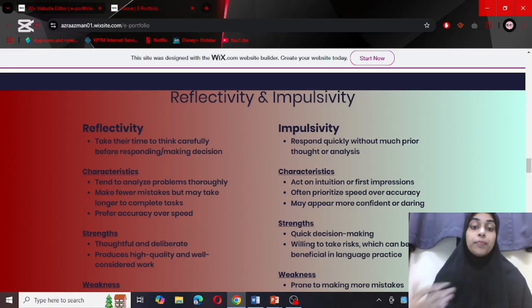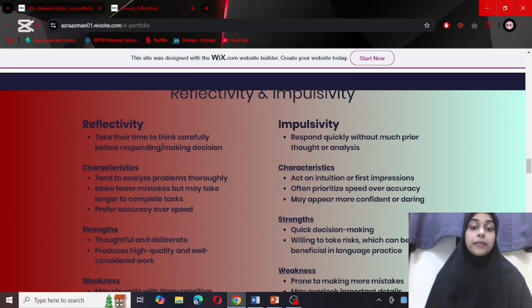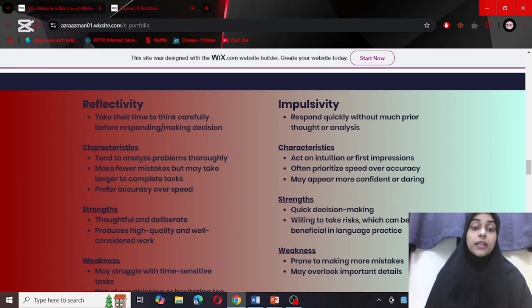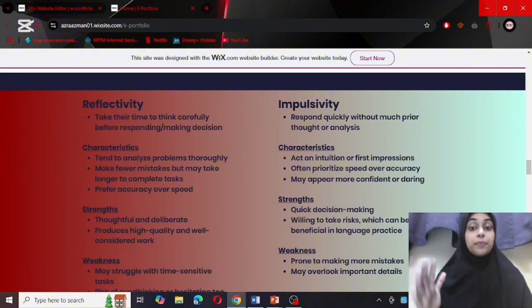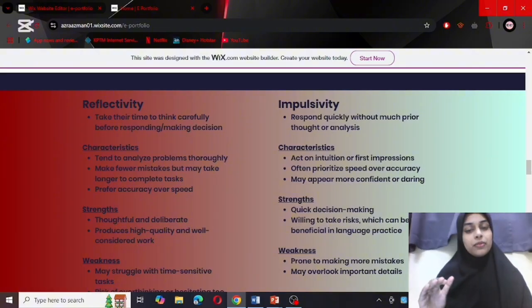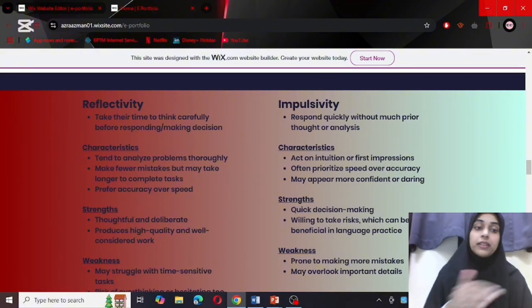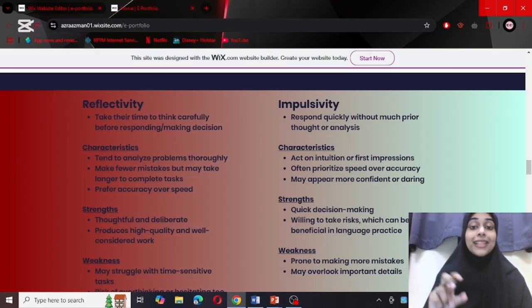So for impulsive learners, now they act quickly and often rely on their intuition or their first impression. So they respond without much prior thought or analysis. Often they prioritize speed over accuracy, which can sometimes lead to more mistakes than people who learn in a reflective way. However, their quick thinking makes them confident and adaptable in fast-paced situations.